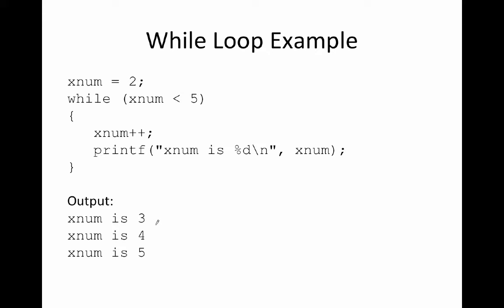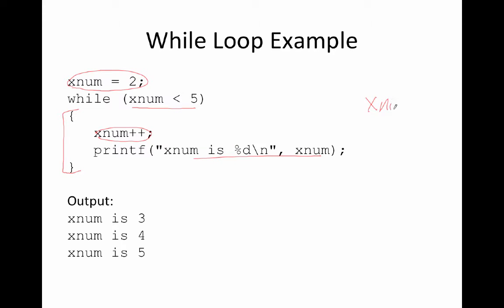Let's take a look at the conditional loops and see. First of all, the while loop. Here's an example where I'm initializing a variable xnum to have the value 2, and we're saying while xnum is less than 5, so while that condition is true, we're going to execute a compound action which is going to increment xnum and print its current value.